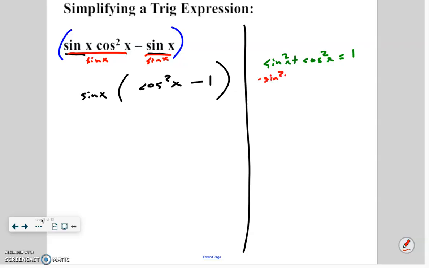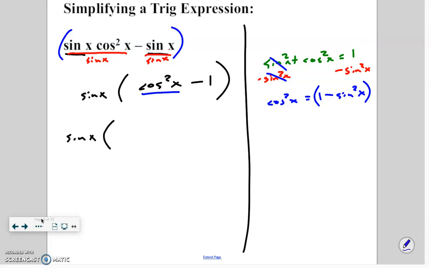Could I subtract the sine squared over? Like that? Again, on the left side, these are going to cancel. So is it true that cosine squared is equal to 1 minus sine squared? If that's the case, what can I put in place for that cosine squared? Just a substitution problem. So I could rewrite this as sine x on the outside times 1 minus sine squared x in place, and the rest of it stays the same?